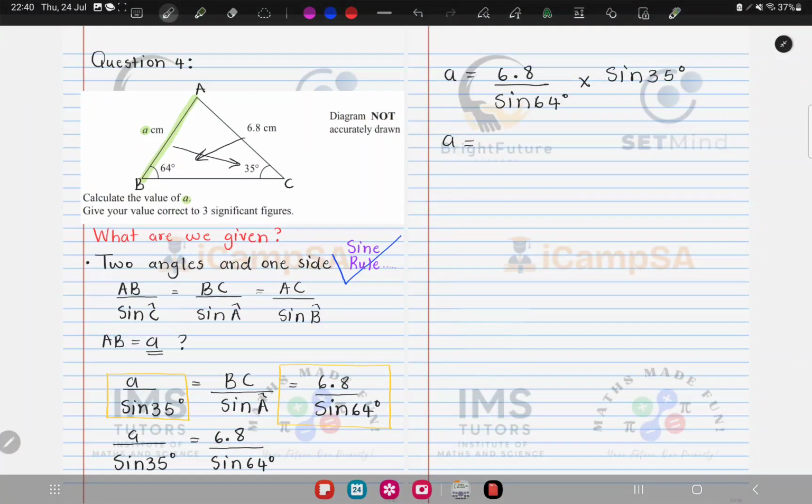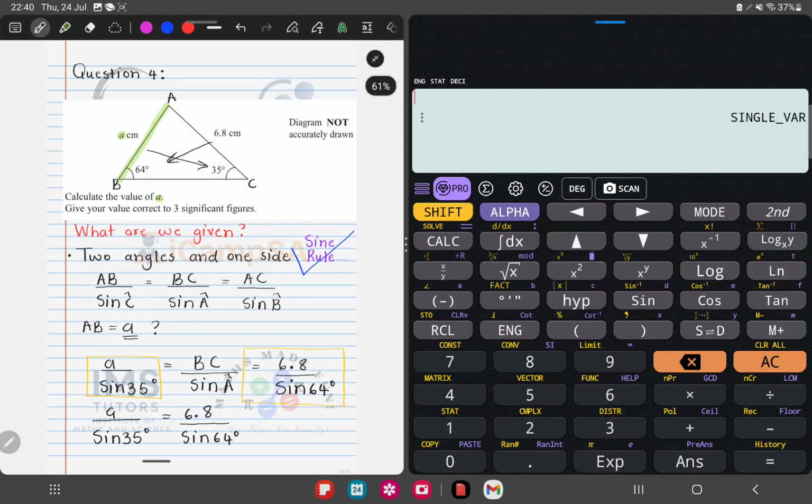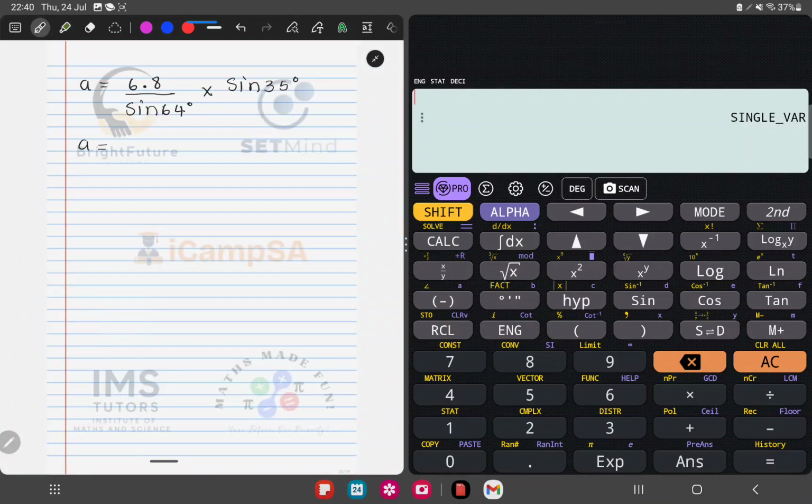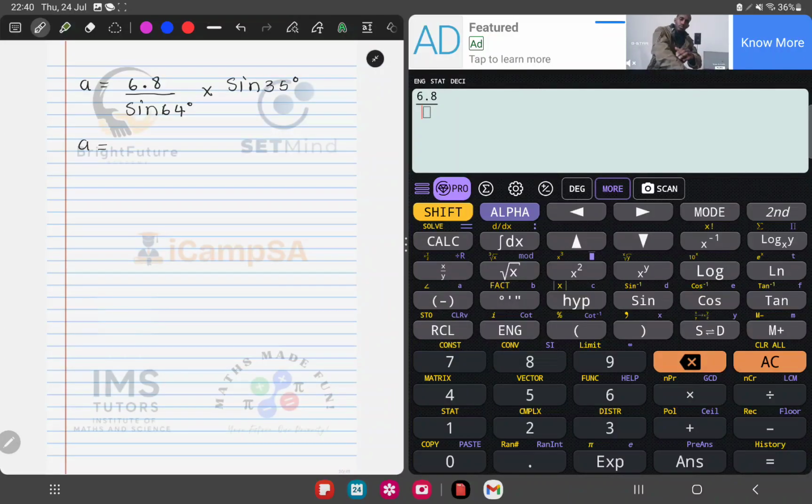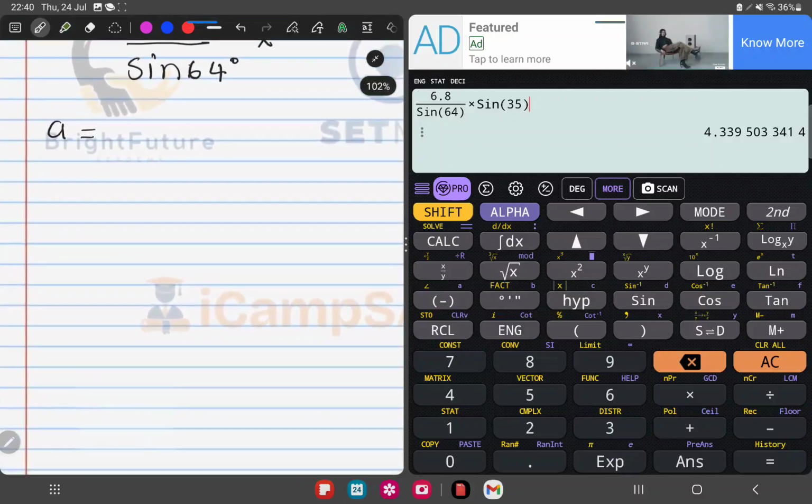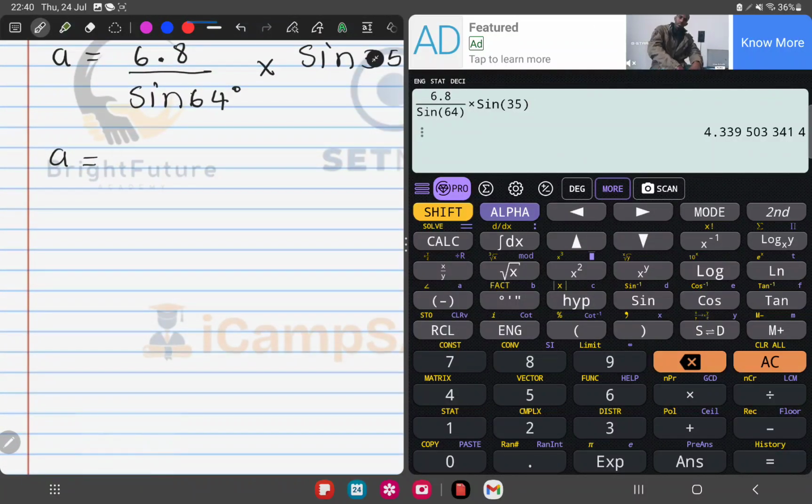So let's pop up our calculator. What we have is 6.8 divided by sine 64, and then multiplied by sine of 35. If you observe carefully, if we put this in 3 decimal places, this will be 4.3, so the 9 will end up being a 0 and make a 4. So it will be 3, 4, 4, 0, like this. So that is what we are going to have.